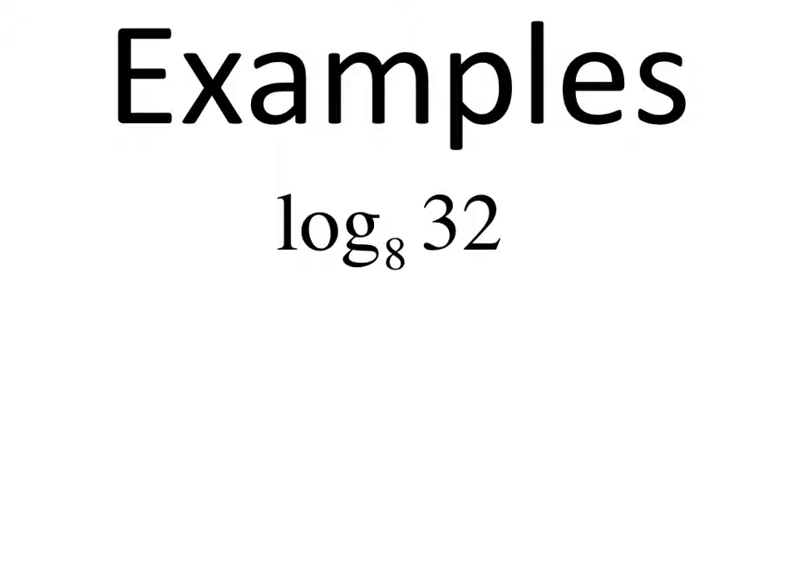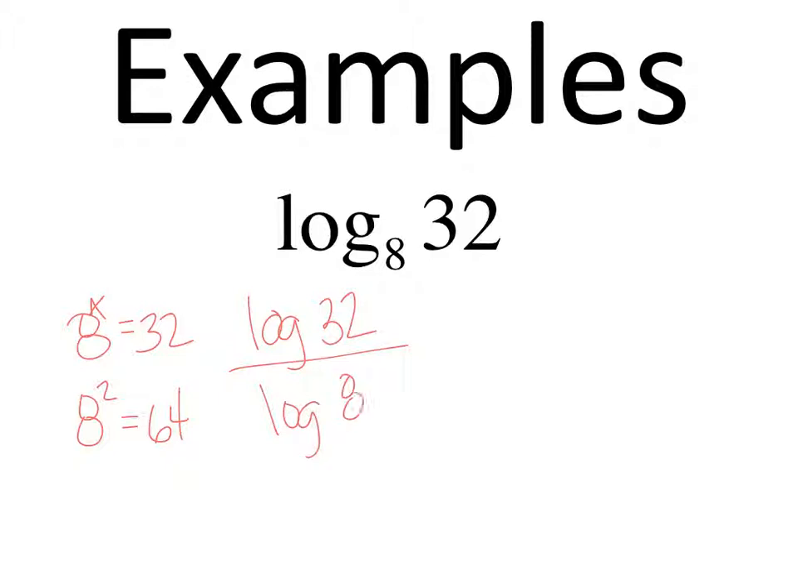Here, 8 to what power is 32? When I'm looking at this, I know that 8 squared is 64. So there is no whole number exponent that will get me 32. This is where I have to use the change of base. Again, 32 is A in the example, and 8 is my base. So I'm going to break it up and do log base 10 of my input and divide it by log base 10 of my base. At this time, you just grab a calculator and type in log 32 divided by log 8. And you should get 1.666666 repeated, so I'm going to say 1.67.